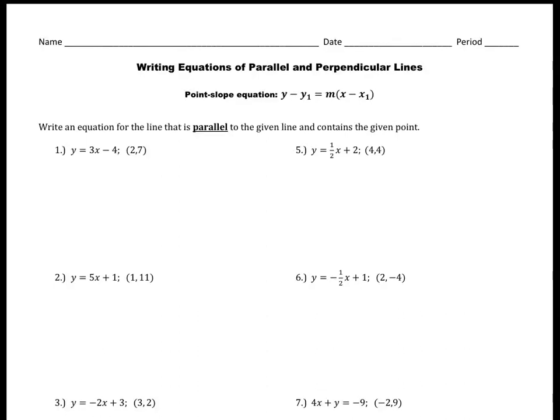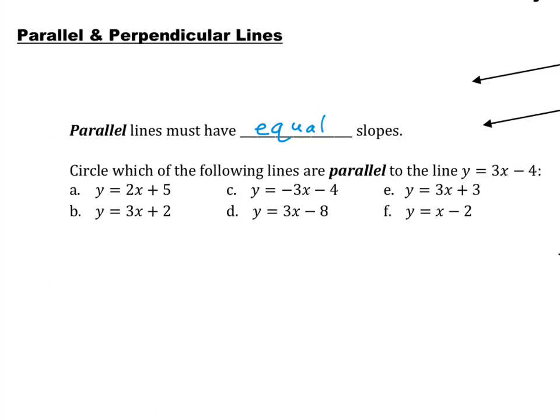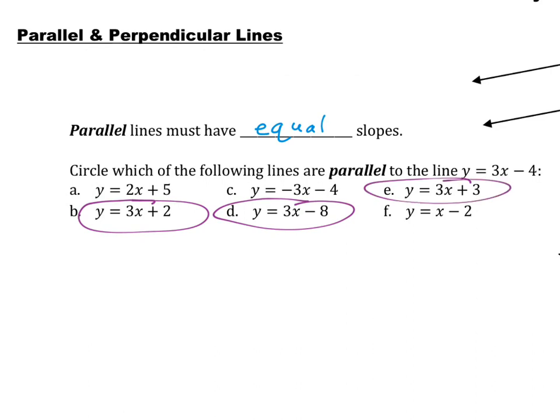Alright, ladies and gentlemen, welcome to the lesson about writing the equations of parallel and perpendicular lines. Before you can really get at this, you have to remember that parallel lines have equal slopes. So if you're looking at a whole bunch of equations of lines, you can tell which are parallel because they have the exact same slope, such as this and this and this. They all have the same slope of 3, so they will all be parallel to each other.